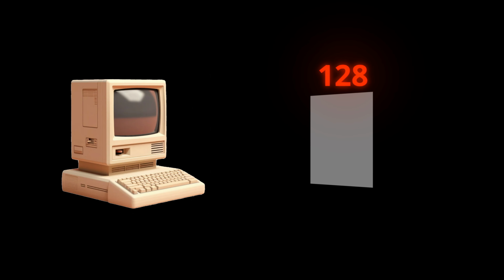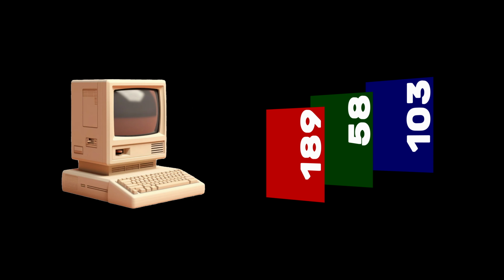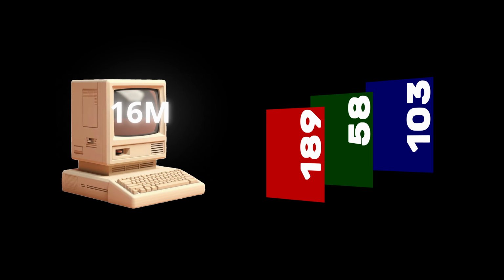A black and white photograph is literally just a giant spreadsheet of numbers. To create color, the computer simply stacks 3 spreadsheets on top of each other, one for red, one for green, and one for blue. By mixing different amounts of these 3 lights using numbers from 0 to 255, the computer can create over 16 million different colors. When an AI looks at an image, it isn't seeing fruit, it is analyzing a massive matrix of numbers.